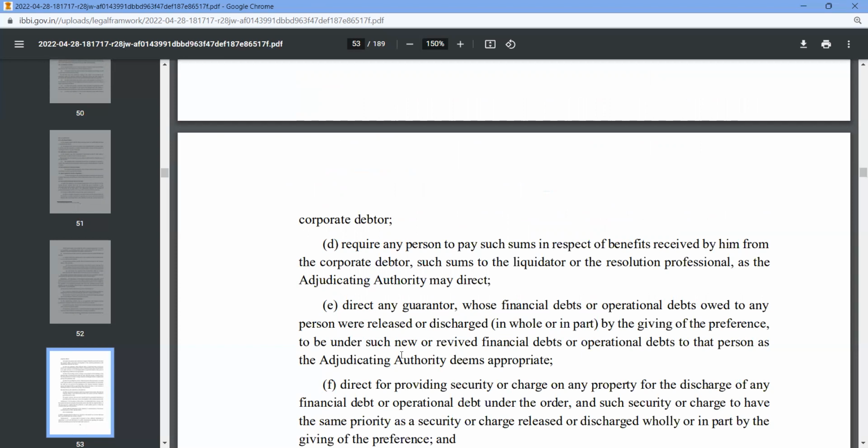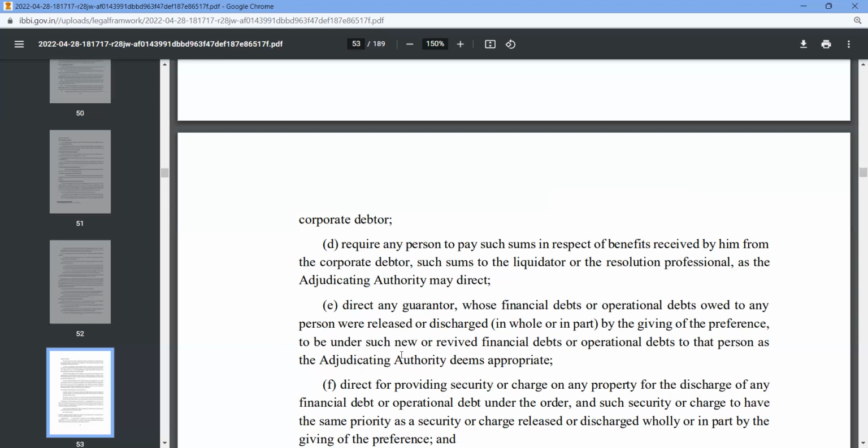Direct any guarantor whose financial debt or operational debt owed to any person were released or discharged. Suppose there was a guarantor. Now you release that guarantor. So there was some benefit to that person. So it says, okay, now you will be responsible for that position.